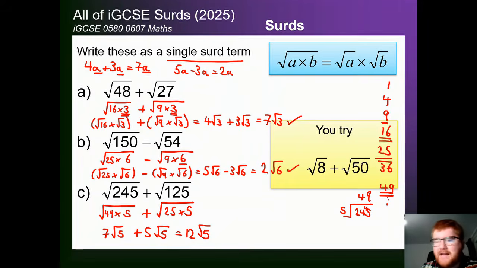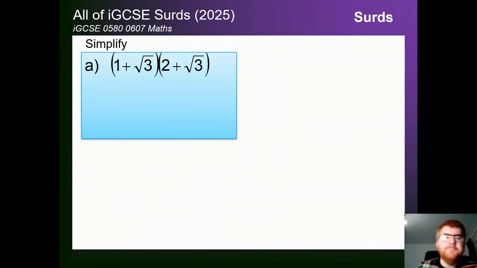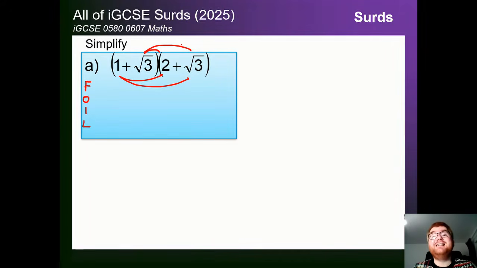If you want a challenge, have a go at root 8 plus root 50 and do it in exactly the same way. Okay, now even though this is not mentioned specifically on the scheme of learning, it is useful to know actually we can use surds with brackets as well. So I'm going to do a brief example of what goes on here. Remember our FOIL method for expanding brackets, generally speaking, with double brackets, first, outside, inside, last. We follow exactly the same order using the maths we've already done.